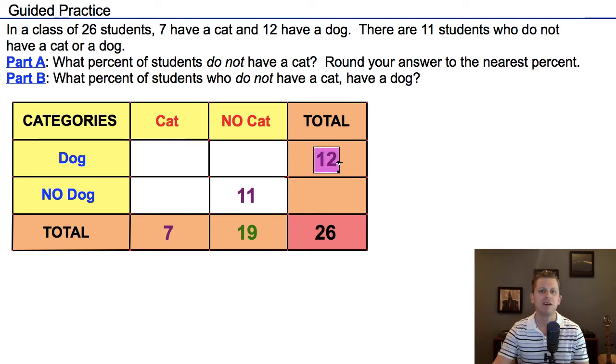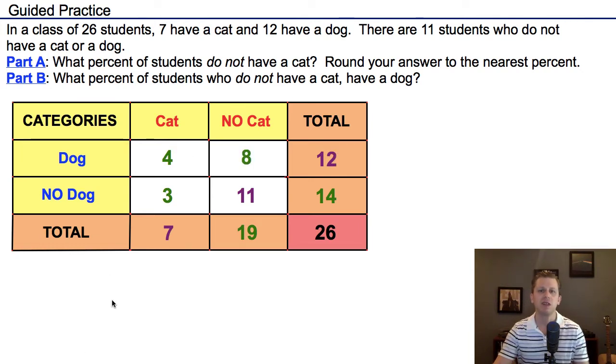12 students have a dog. 26 students in total. How many don't have a dog? Well, that's just 26 minus 12, or 14. Then I can subtract here 14 minus 11. That would give me 3. Subtract here, 7 minus 3 would give me 4. And then 12 minus 4 would give me 8.